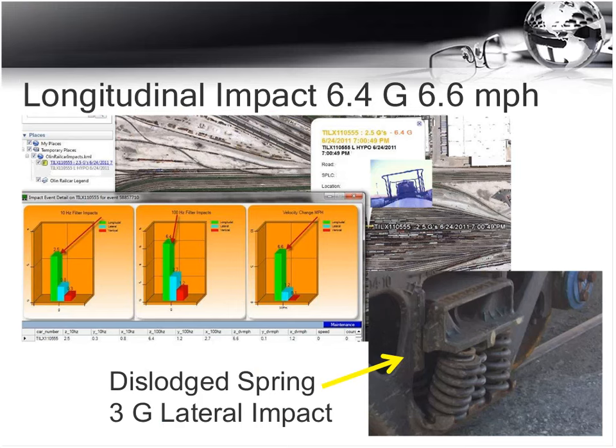So this shows a longitudinal impact of 6.4G, 6.6 miles per hour. And again, this is a shock pulse type event. If you take a look, we see the 100 hertz reading at 6.4 and the 10 hertz reading at 2.5. So we know that this event happened in a very short period of time. A lot of energy was focused on the coupler. And as a result, we see when the car gets back into our yard that it has a dislodged spring due to a 3G lateral impact.